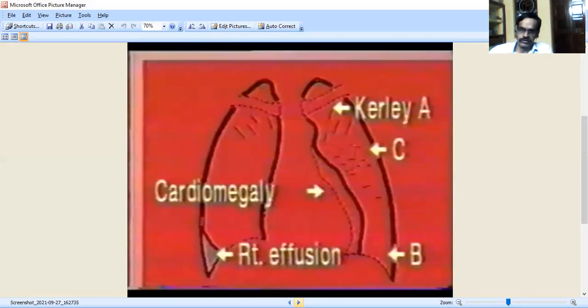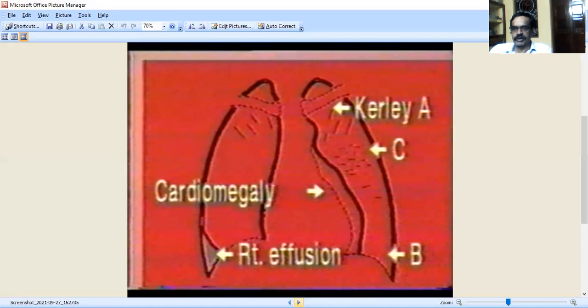So you see Kerley ABC lines. A stands for apex, B stands for base, C stands for center, isn't it? Cardiomegaly will be there, and there will be upper zone vessel prominence, that is the antler sign. Then lower zone vessels will be diminished, and there will be Kerley ABC lines. This is due to lymphatic edema, isn't it?